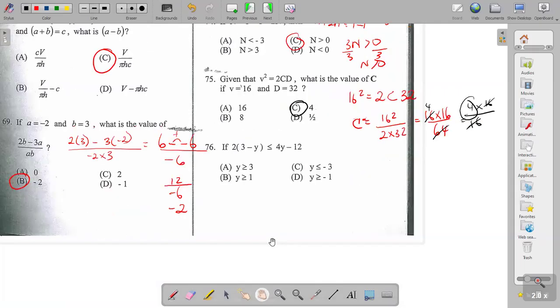Why can't I cancel both of them? It's not an addition. If it was an addition, you would have had to cancel both. But because this is a multiplication, this is 1 unit, right?